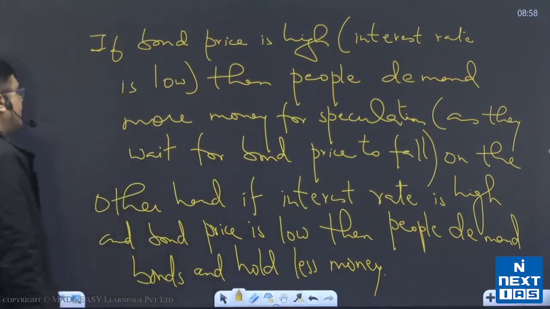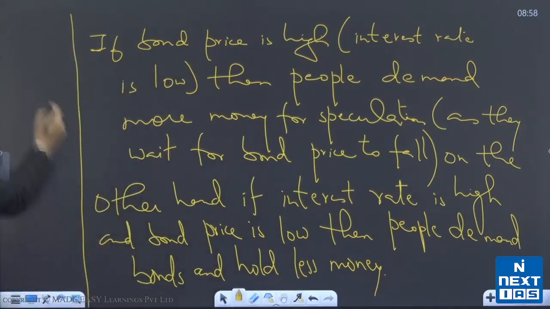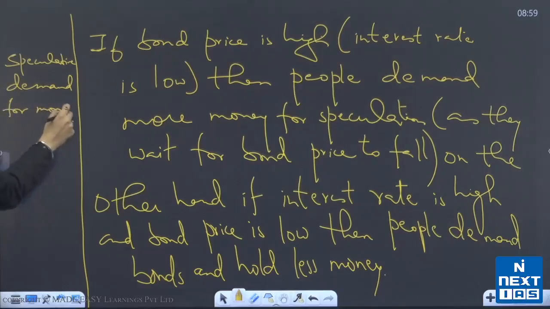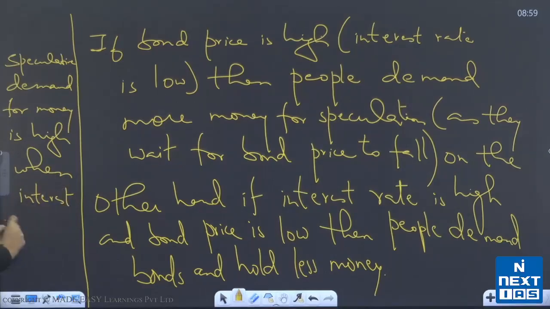and hold less money. So what I'm trying to teach you is that speculative demand for money is high when interest rate is low, and the other way around. Speculative demand for money will be low when interest rate is high. ये याद रखना है आपको एग्जाम के पॉइंट ऑफ व्यू से.